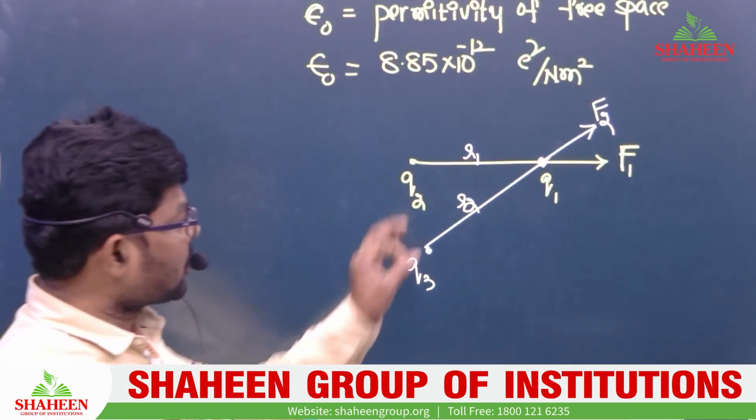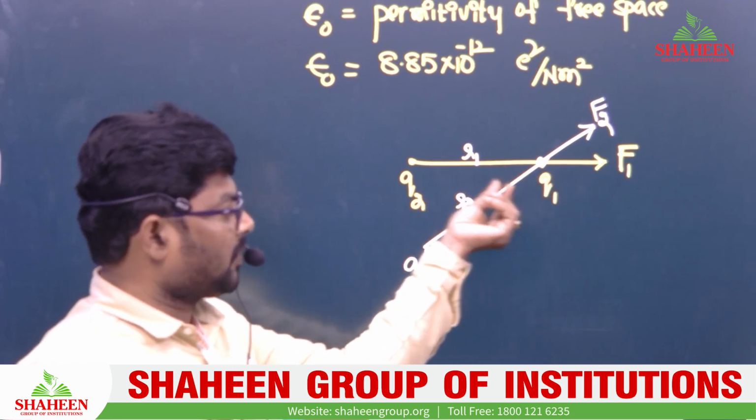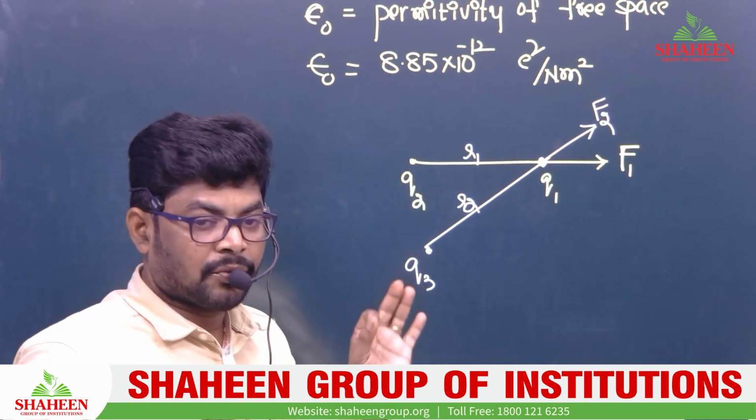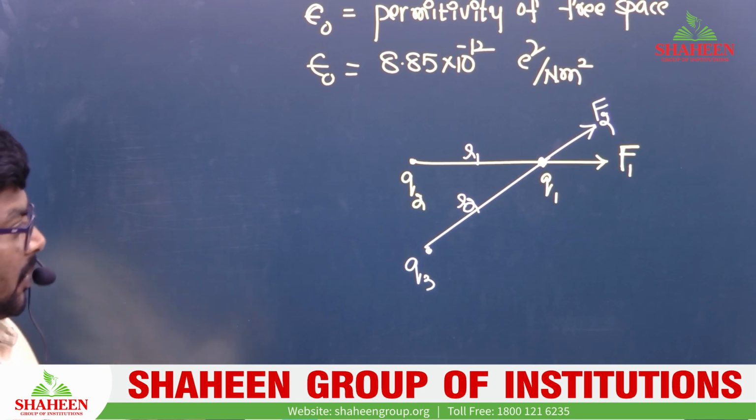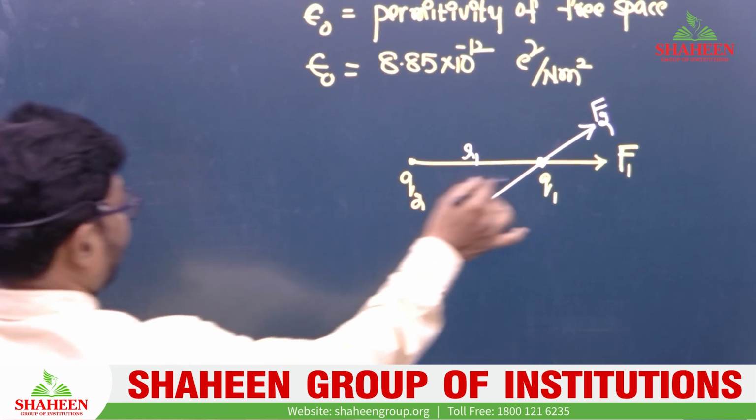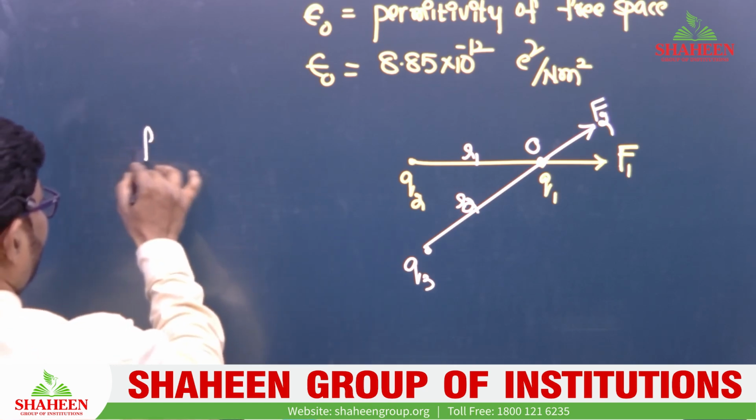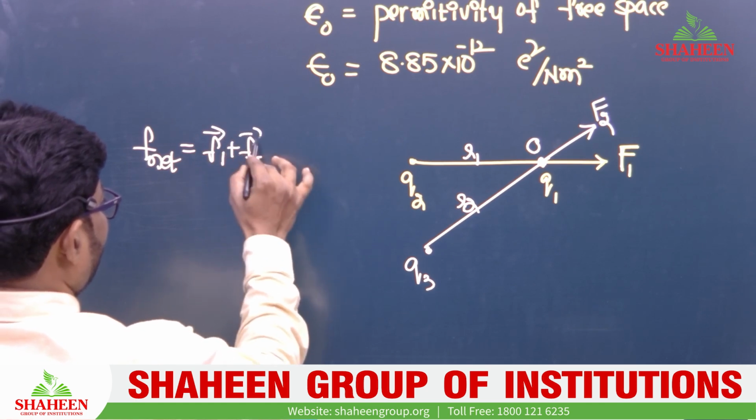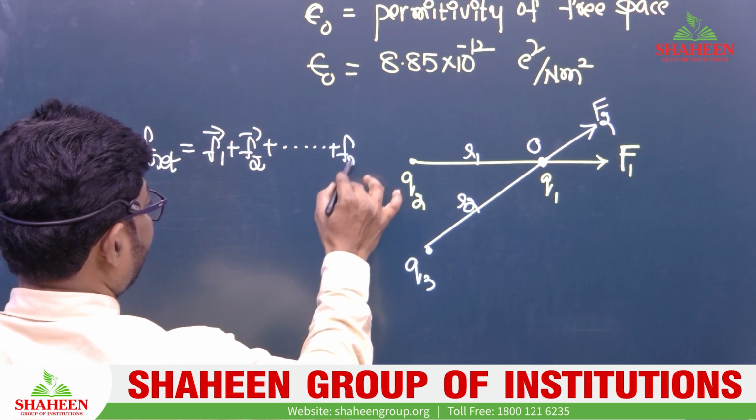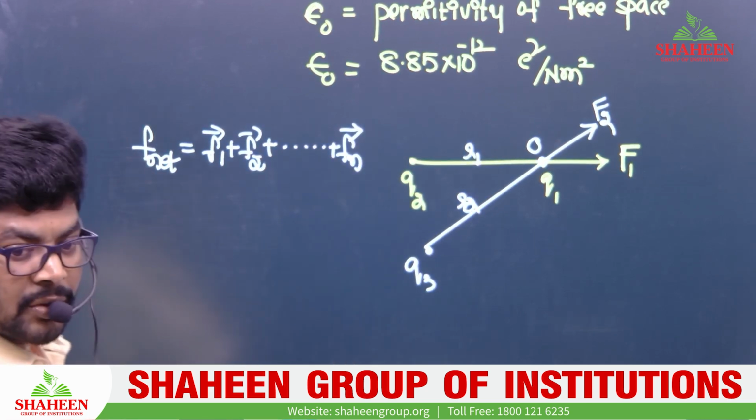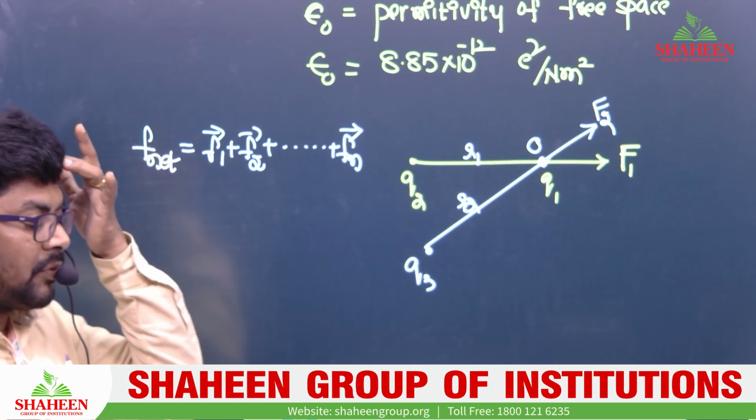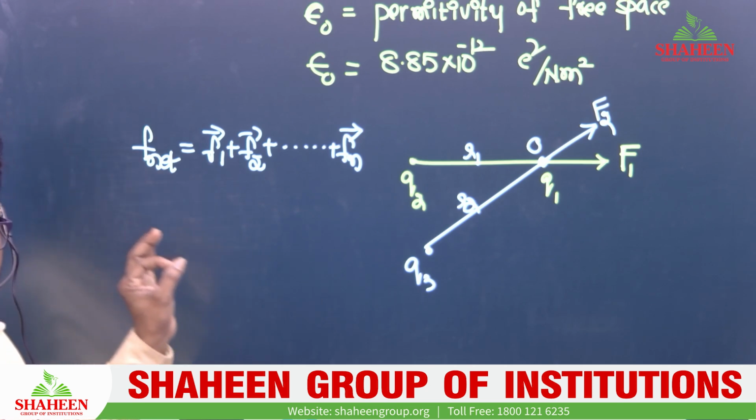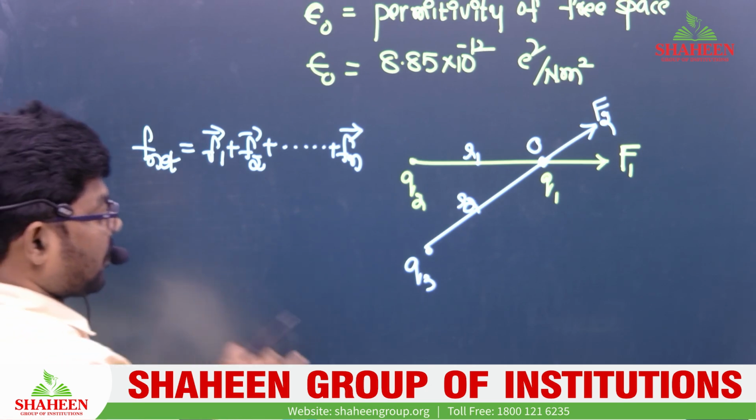If any number of charges we are placing, there is no change in the force between 1 and 2. If you place one more charge, the original force should not be affected. Then the net force at point O, we can find out, is F1 bar plus F2 bar plus and so on plus Fn bar. So this is a vector sum of all the individual forces. By using the principle of superposition, we can find out the vector sum of all the forces. So this is the concept of net force.